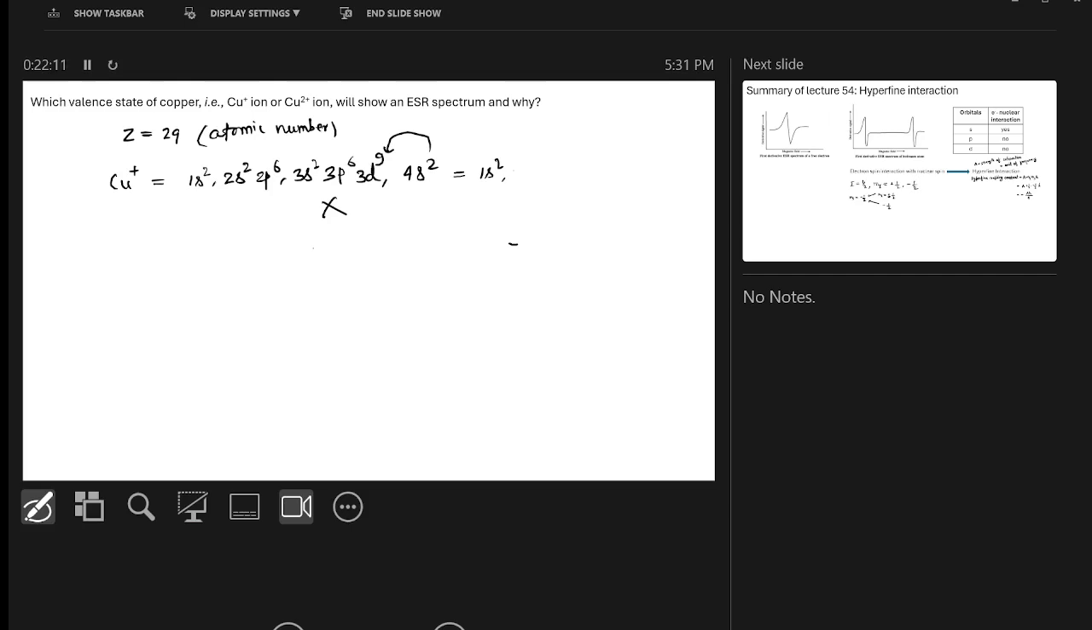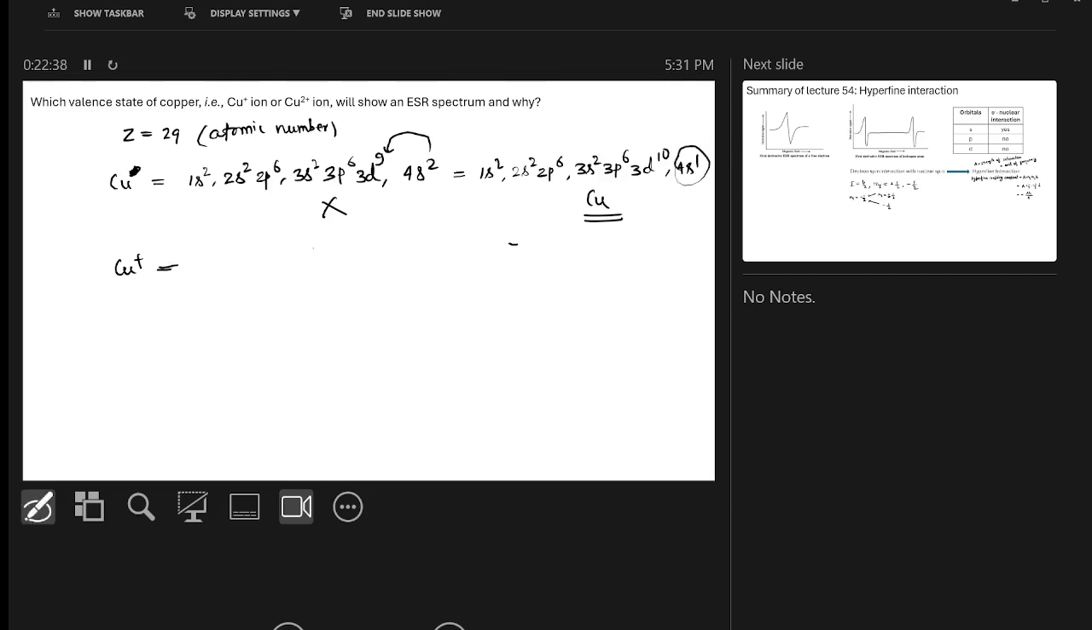The correct one is 1s2, 2s2, 2p6, 3s2, 3p6, 3d10, 4s1. This is for copper. Now for copper ion, for Cu+, one electron will go out from the valence electron.